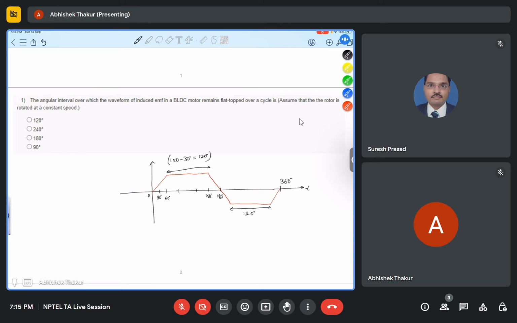The answer is the waveform of induced EMF will remain flat topped over 240 degree in a complete cycle of 360 degree. So the answer is 120 degree plus 120 degree is equal to 240 degree. So the correct answer for question one is option B. We'll move on to the next question.